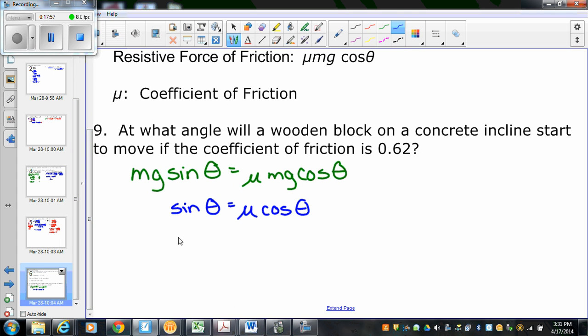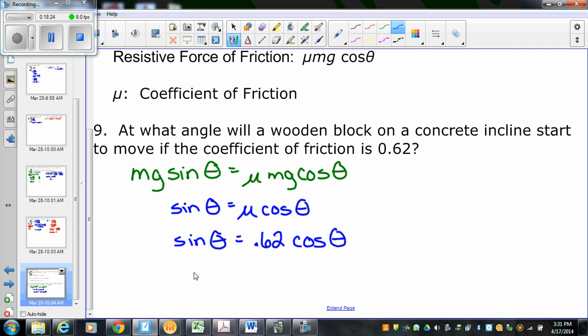Now I can use the fact that mu is 0.62. And remember, my whole problem is to figure out the angle of incline that I need my concrete incline to be built at in order for the block to start to slide. So I'm trying to solve for theta. Well, right now I see two terms that have thetas in them. So I need to get those combined together somehow. And I would not move the 0.62 because it's fine where it is.